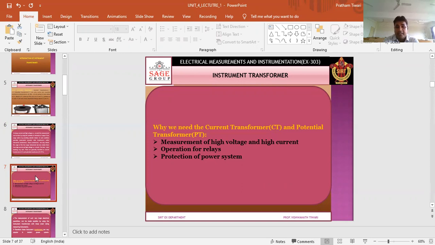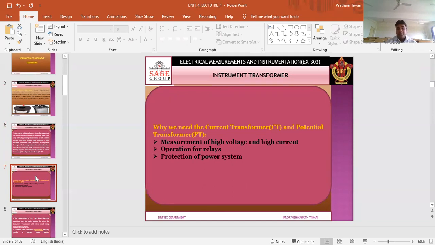In the case of the potential transformer, the ratio is 110 volt or 120 volt. These ratios are generally used in high voltage and high current measurement. The transformer which measures the current is called CT, and the transformer which measures the higher voltage in the circuit is called potential transformer.